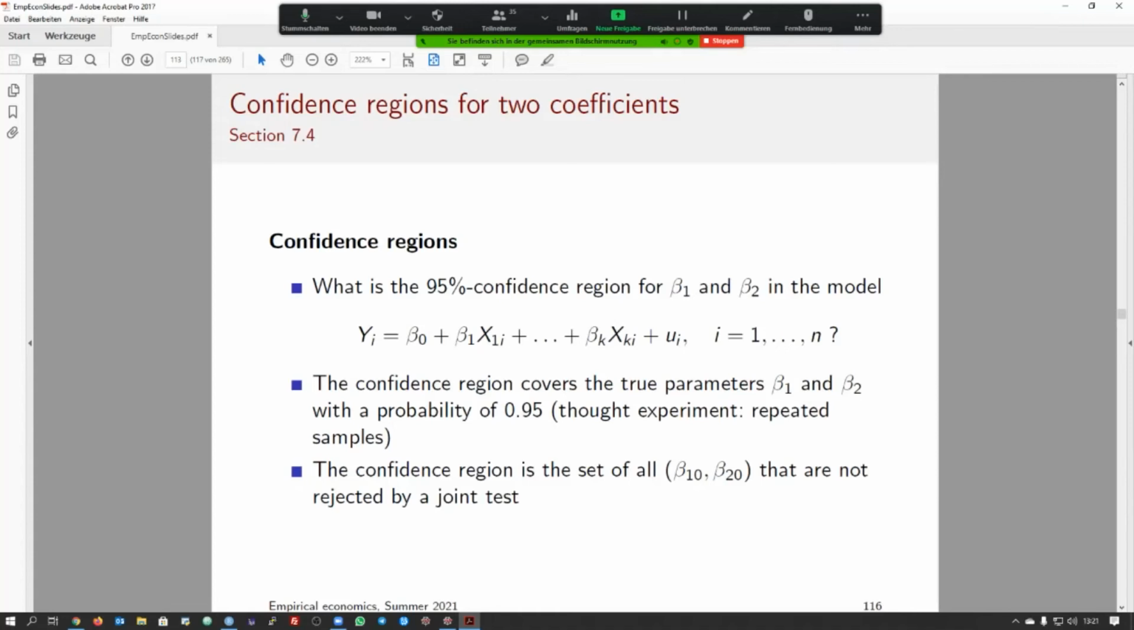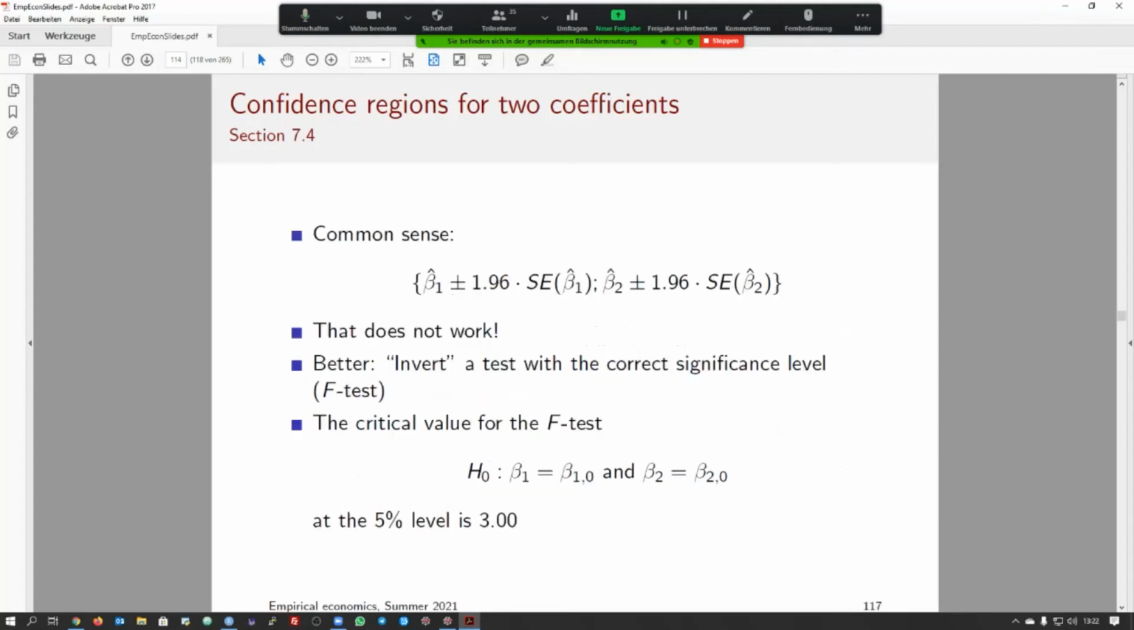In other words, the confidence region is the set of all combinations of beta 1,0 and beta 2,0, so hypothetical values for beta 1 and beta 2, that will not be rejected by a joint test, so won't be rejected by an F-test.